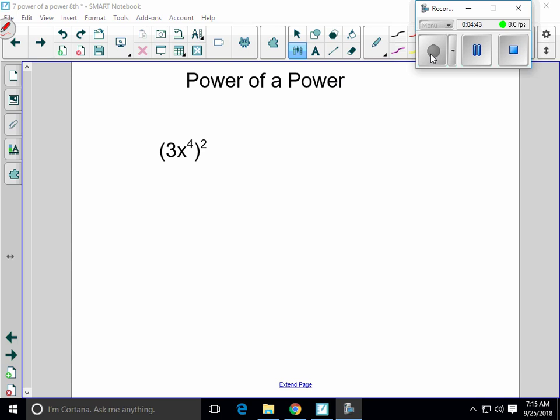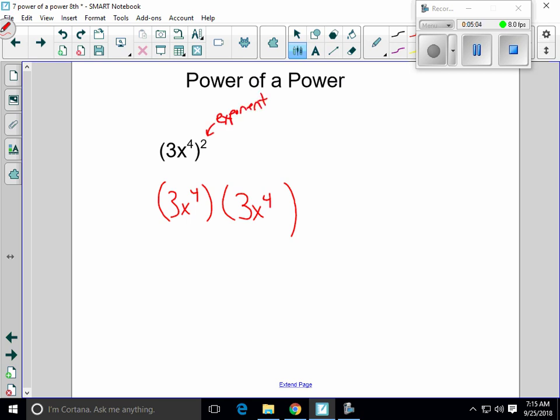This is an introduction to what we're doing today. So you have 2 exponents. What this problem means is I have 3x to the fourth multiplied by itself. I'm doing it 2 times because of my exponent. So whatever I have in that parentheses, I'm multiplying by itself 2 times. So I would multiply 3 times 3 is 9. And x to the 4th times x to the 4th would be x to the 8th. I would add those exponents just like we did.